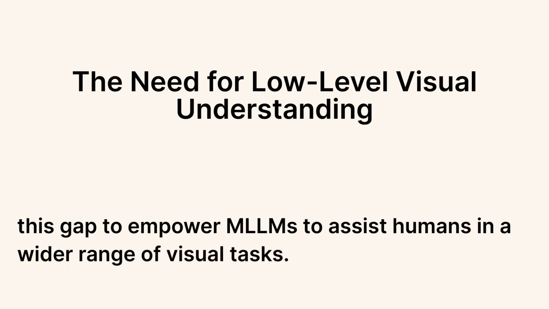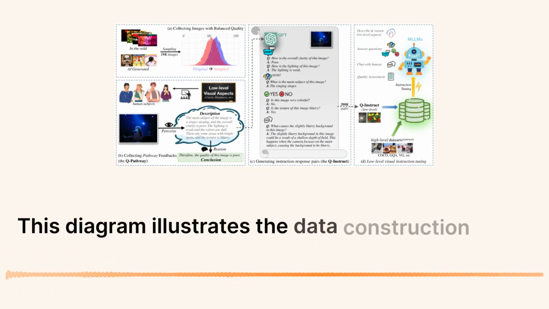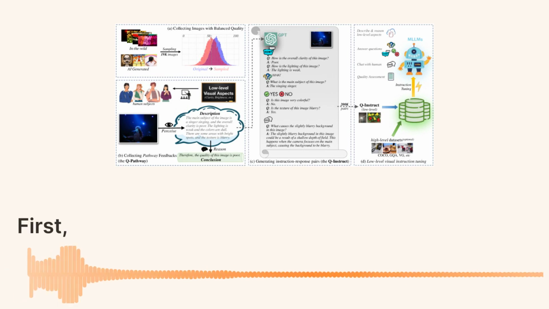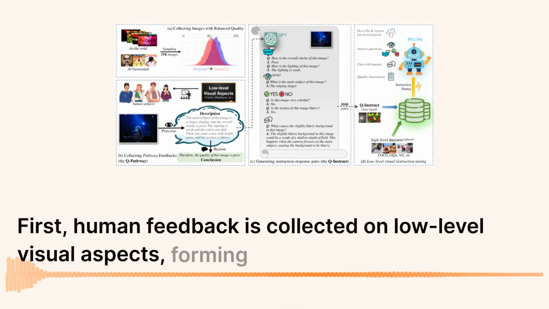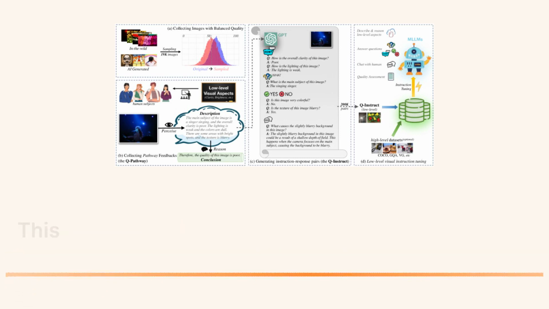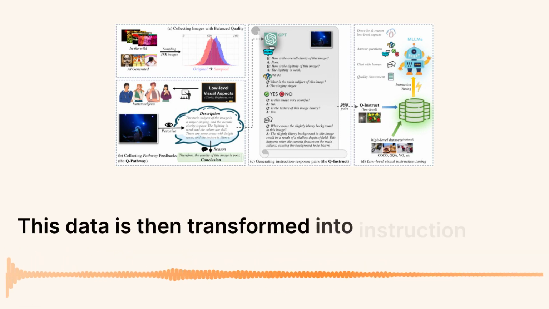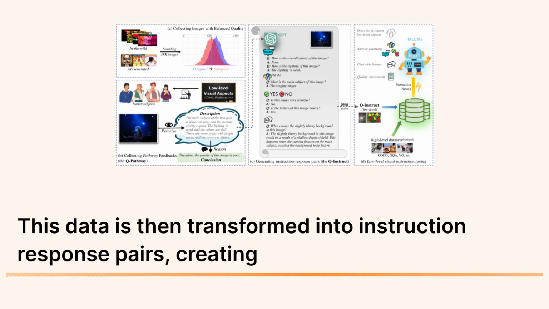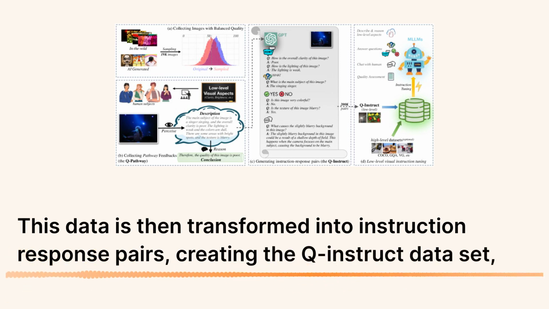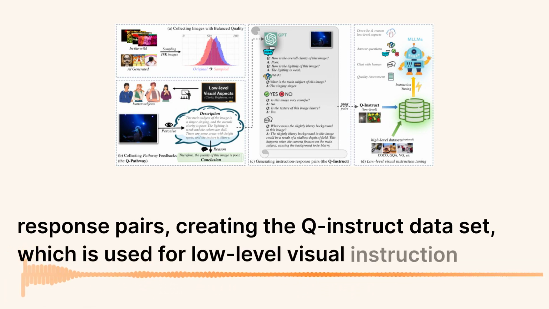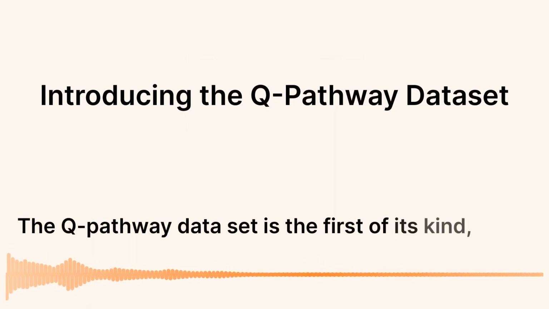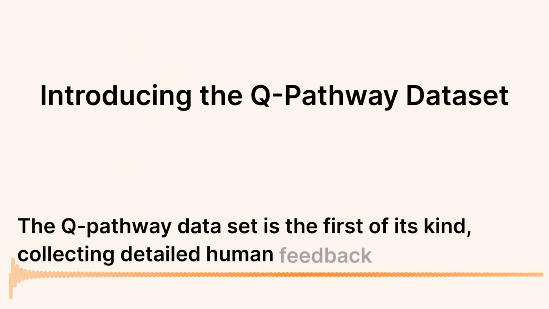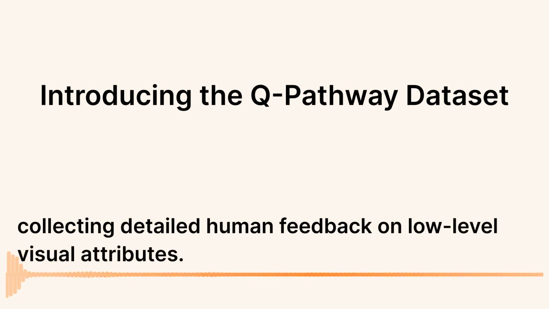visual tasks. This diagram illustrates the data construction pipeline. First, human feedback is collected on low-level visual aspects, forming the Q-Pathway dataset. This data is then transformed into instruction response pairs, creating the Q-Instruct dataset, which is used for low-level visual instruction tuning. The Q-Pathway dataset is the first of its kind, collecting detailed human feedback on low-level visual attributes.